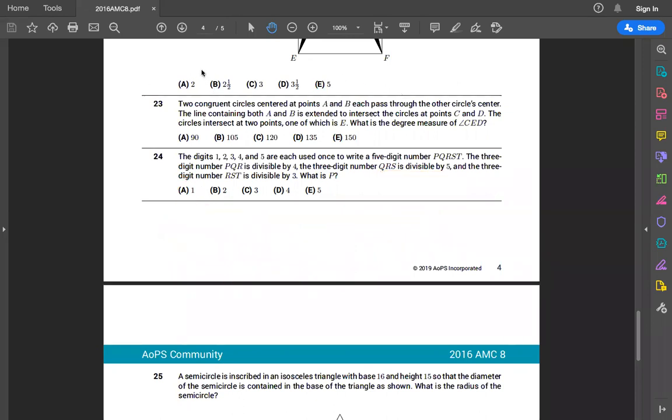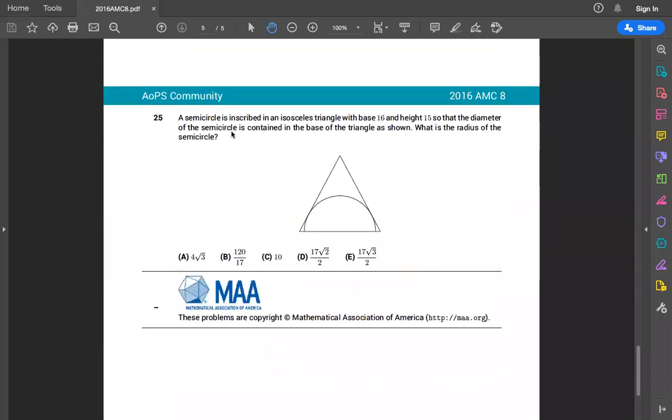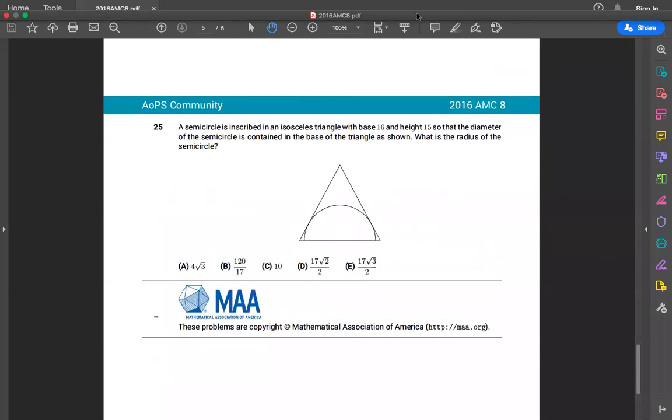Okay, I'll do the last problem now. So we're given a semicircle, which is inscribed inside an isosceles triangle with base 16 and height 15. And the diameter of the semicircle is contained in the base of the triangle. We want to know what the radius is. So I'll draw the height here, that's 15, and that's going to split the triangle in half. So each of these is 8, and this is 15.